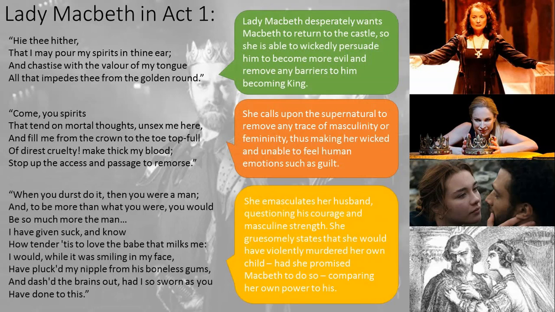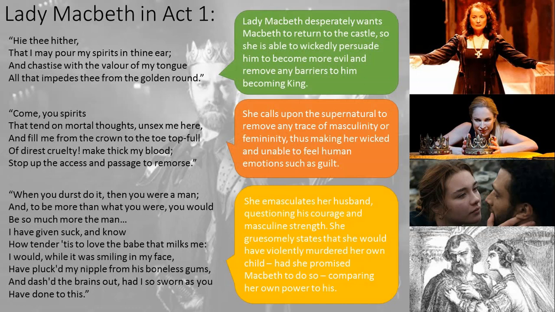And then finally, the last extract, this follows Macbeth's decision not to go through with the regicide. And this is her response to his change of heart. She really emasculates her husband here. So she questions his masculinity. When you just do it, then you're a man. You would be so much more the man. So that repetition of man suggests that she is questioning his strength, his physical and emotional strength and power. And that actually, to her, he seems very weak at the moment in him questioning whether he will go through with the regicide.